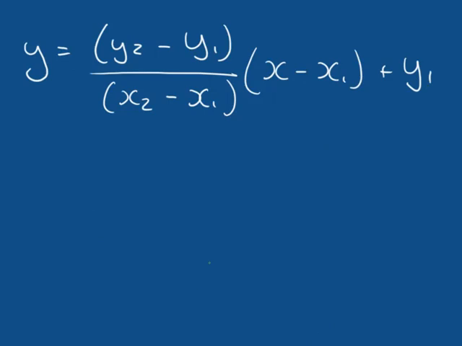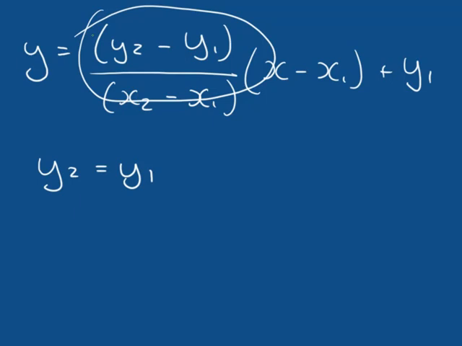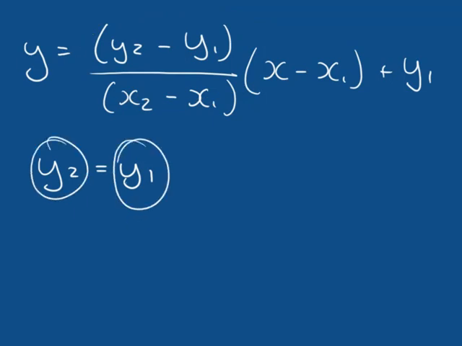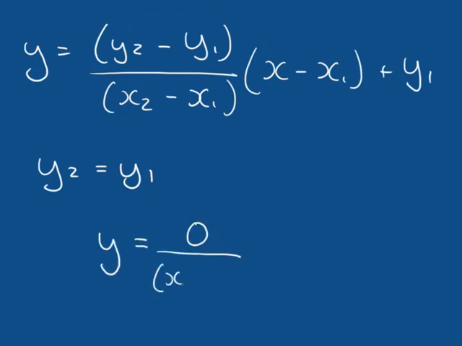Fantastic. So when our line is perfectly horizontal, that means that y2 is going to equal y1. We know that with a horizontal line, 2 points on that line, the x-coordinate's going to change, but there's no variation in y, so y2 is equal to y1. So what happens to our equation in that case? Well, this part of the equation, our y2 minus y1, is going to equal 0 because we've got one value and we're taking the same value away from it. So our equation becomes y is equal to 0 over x2 minus x1 times x minus x1 plus y1.